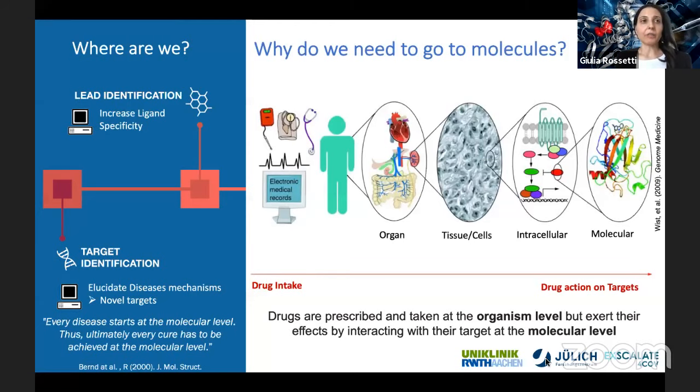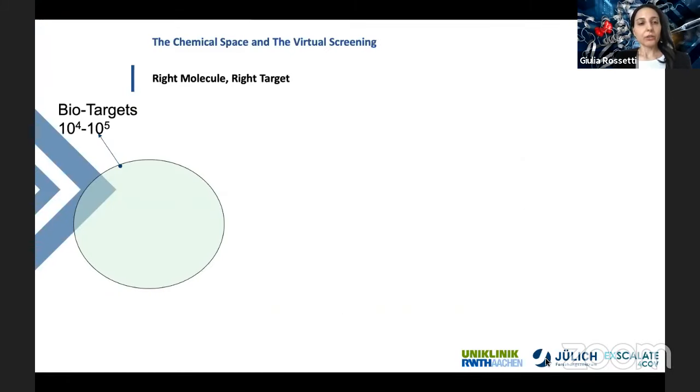When you go to the molecular level, the rules that govern the interaction among molecules are physics-based. That's why physics-based approaches, together with the database approach, are currently playing a major role in the stack for drug repurposing. Another aspect that is relevant in the use of computational approaches is the speed.